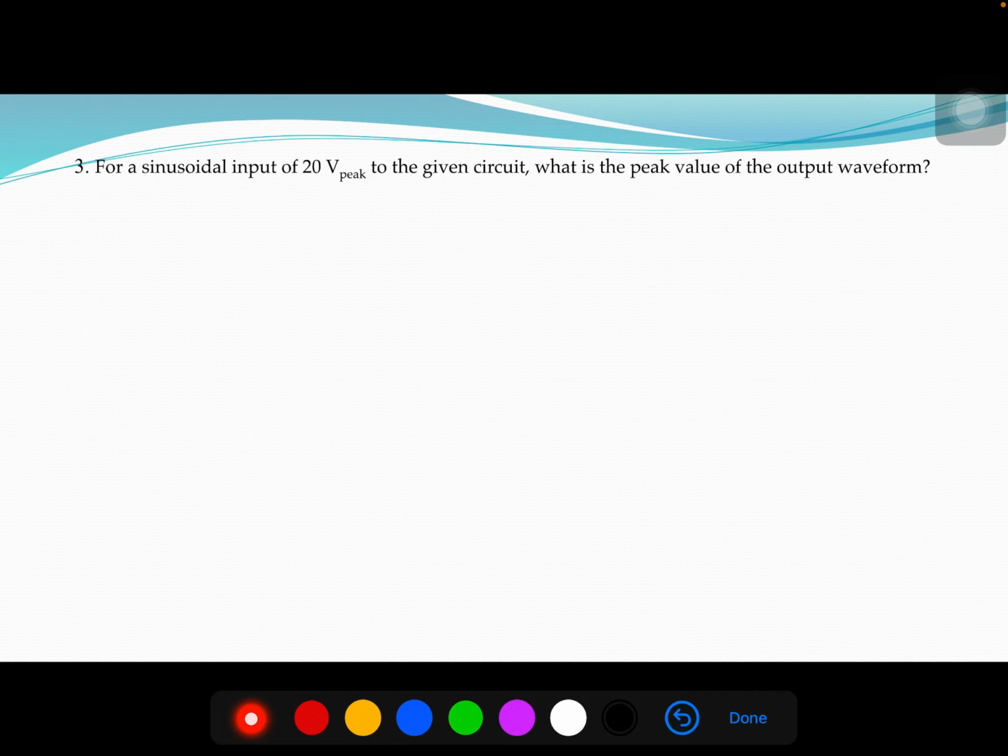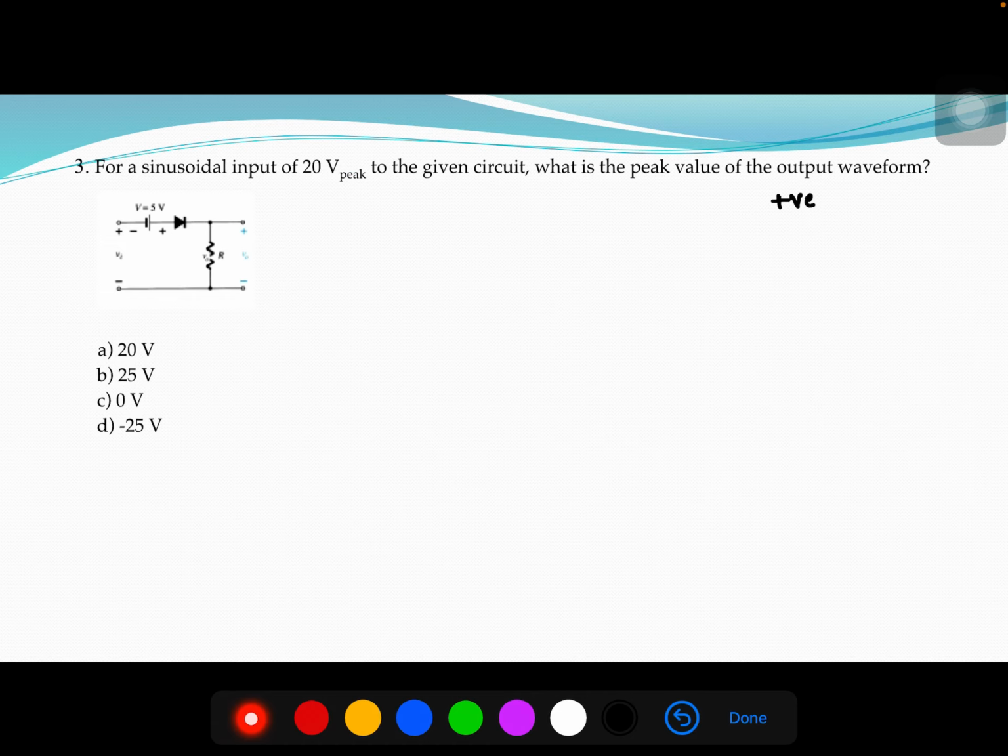Next question. For a sinusoidal input of 20 volt peak to the given circuit, what is the peak value of the output waveform? You are given the circuit and you are asked to calculate the peak value of the output waveform. So for that you will have to calculate the output of this circuit. Options are 20, 25, 0 and minus 25. So let us calculate the output and you are asked the positive peak of the output here. Because you are given the peak value, that means the maximum value. Okay, so let us calculate.